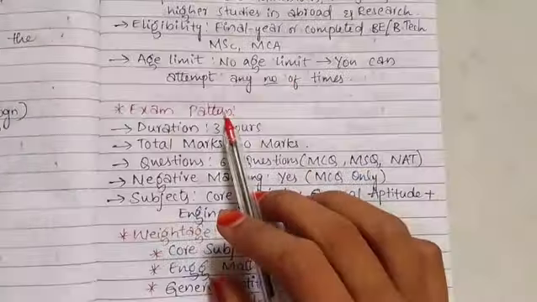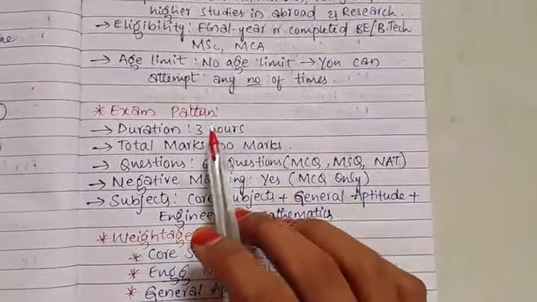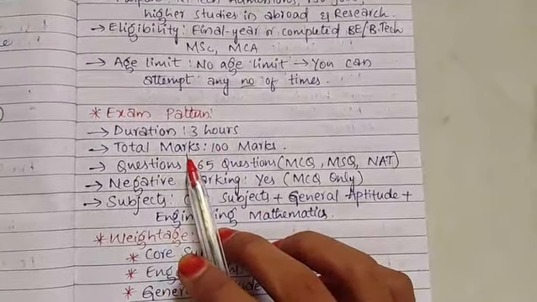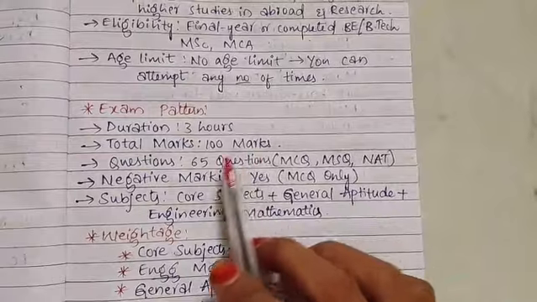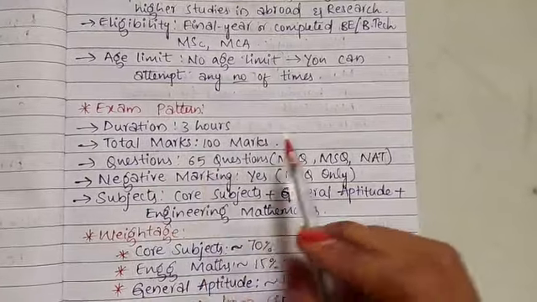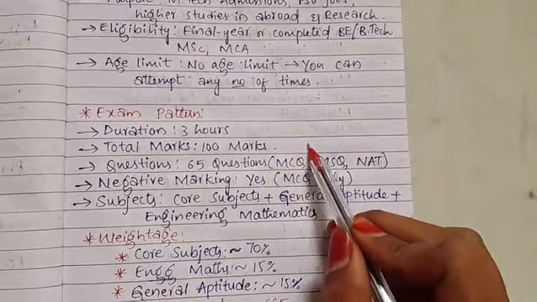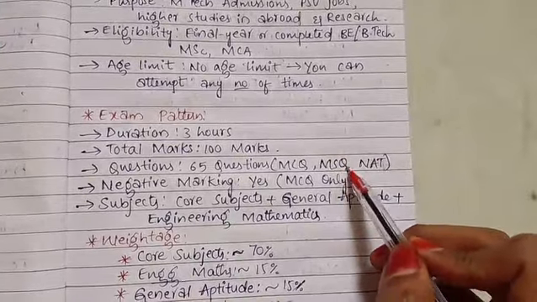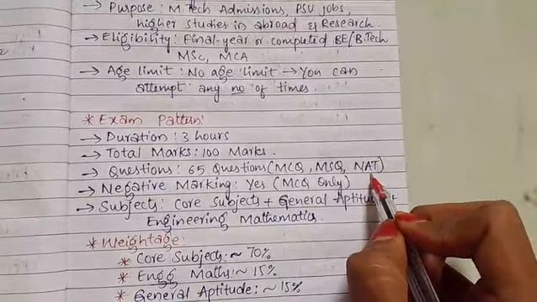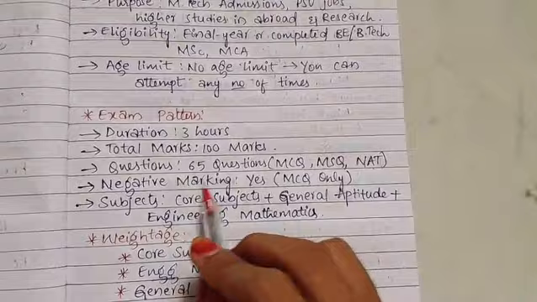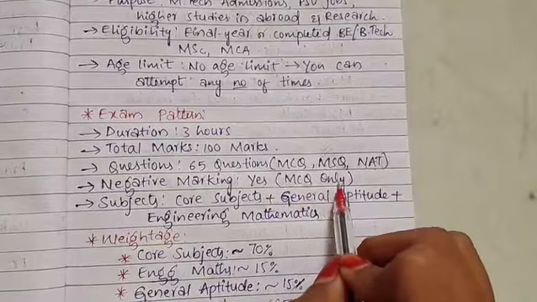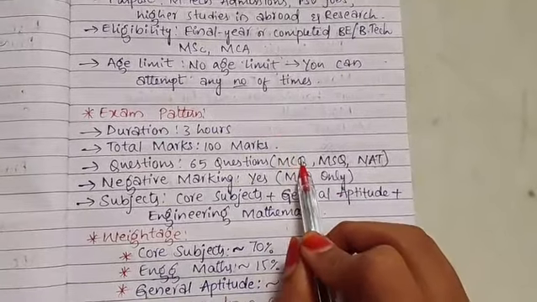Let us see the exam pattern, how the exam will be. The duration of the GATE exam is 3 hours and the total marks are 100, and the number of questions is 65. Those include MCQ, multiple choice questions, MSQ, that is multiple select questions, where you can select multiple answers, and numerical type questions. And negative marking: yes, we have negative marking in the GATE exam, but only for MCQ questions, that is multiple choice questions.